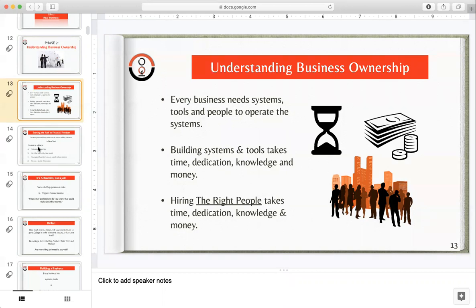Building systems and tools obviously is going to take you time. It takes dedication because it takes time to build it. And then knowledge and money. You need to invest some money in it. And at the end, the third level is hiring the right people, which takes forever. Trust me, I've been in the business for many, many years. And I tell you, hiring the right people, it could be a nightmare. And that's why most people never become business owners. They're just a self-employee working for themselves, and they're never taking real estate to the next level.